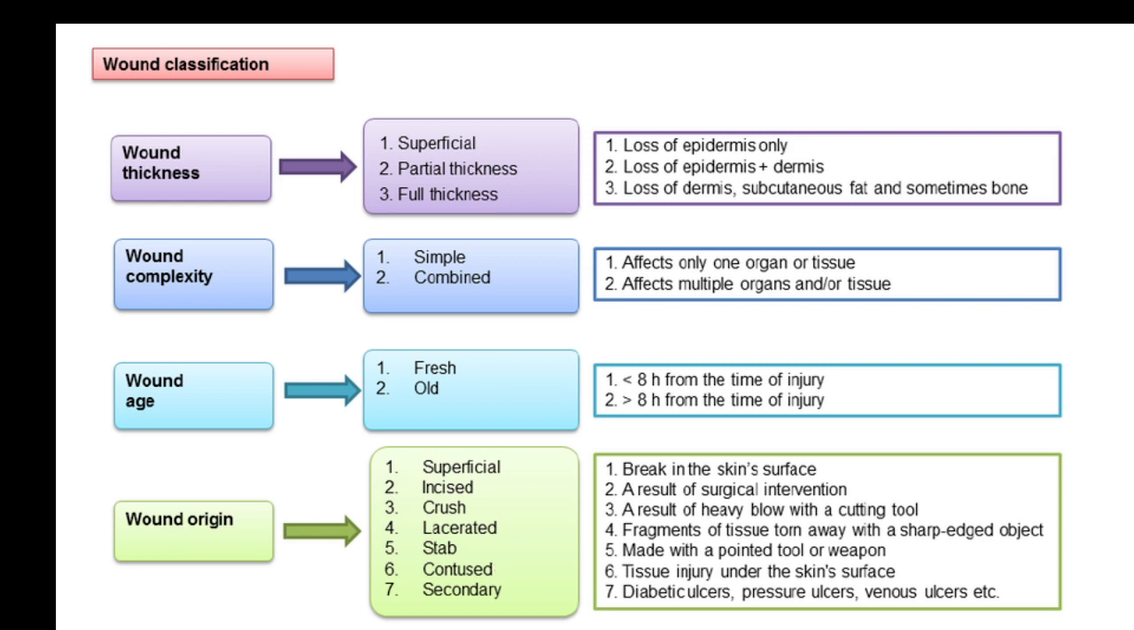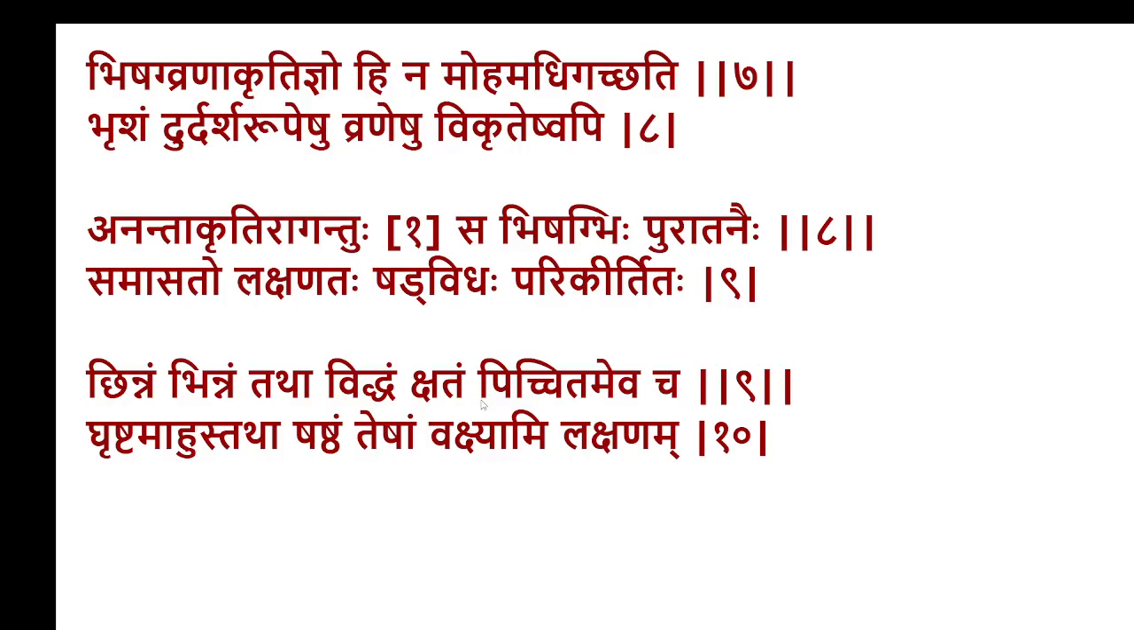And of course, the other way of classification would be based upon the thickness. It could be superficial or partial thickness or full thickness, depending upon involvement of the skin and the deeper tissues. And when there is some other organ involved, not only one organ, then it's a simple or combined wound. That's how it's classified.